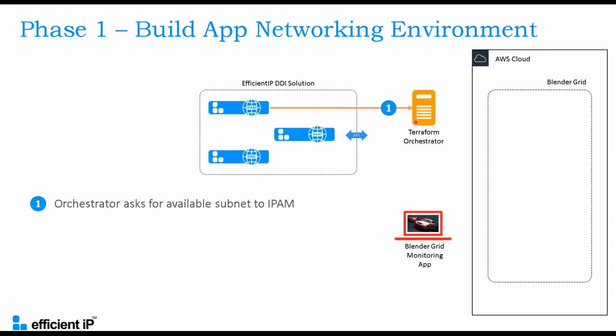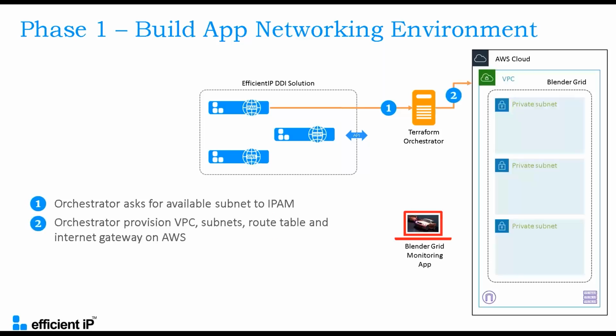So the orchestrator asks the IPAM for an available subnet. When it gets it, it goes up to AWS and it creates that subnet or those subnets within a VPC, which is like a virtual cloud, so an application cell within AWS. It gets all of the information from IPAM and it records back everything that's been configured. It then creates a DNS zone. Again, the orchestrator, this is Terraform, creates a zone for this application.